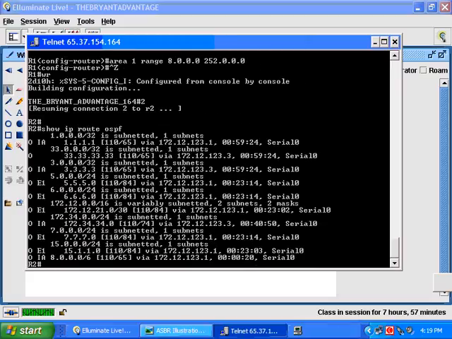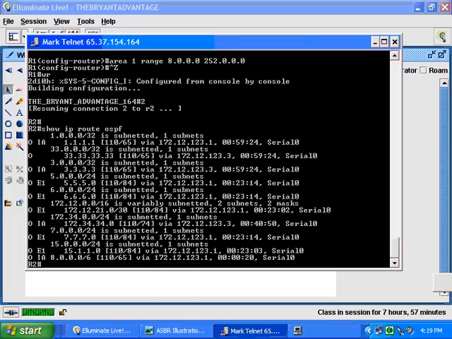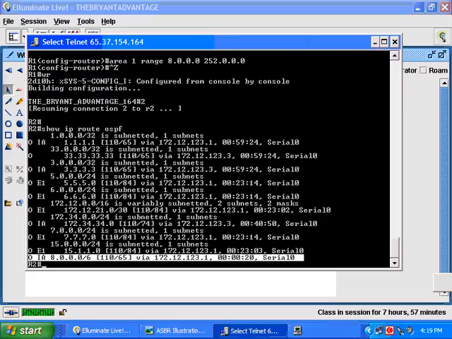And do we have a summary route? We sure do. All the more specific routes now will be gone, or are gone. Yep. And here is the summary route. Notice that it is also an inter-area route. It's a good detail to keep in mind.